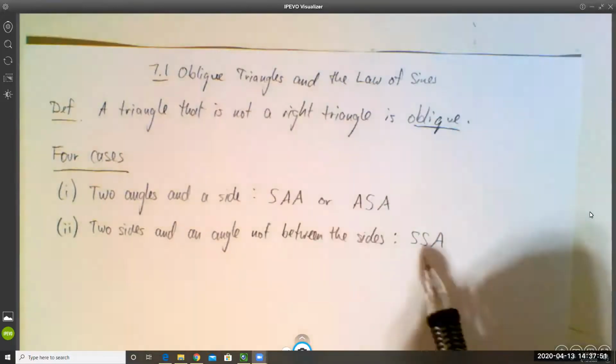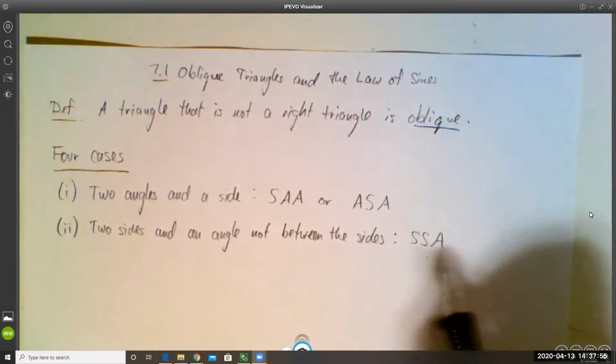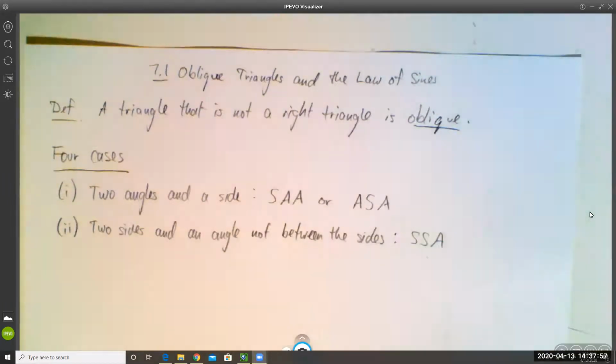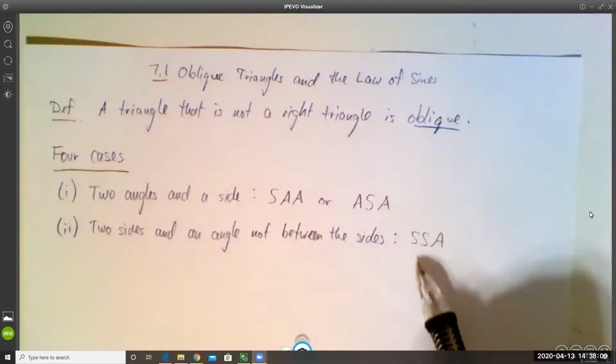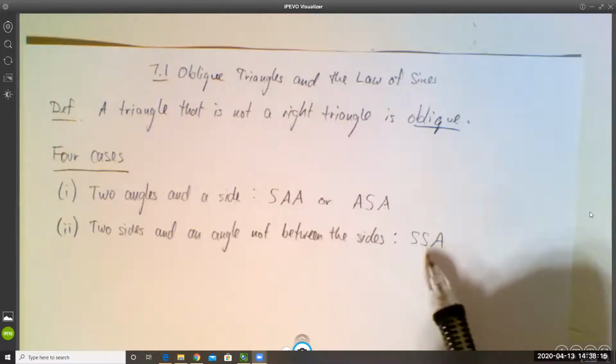This case is an ambiguous case. When you're given side, side, angle information, it's possible that you could have one triangle or two triangles that fit the bill. It's also possible you could have zero triangles that fit the bill. So we call this the ambiguous case. And this is the topic of discussion in 7.2. So we'll talk about this one in 7.2.